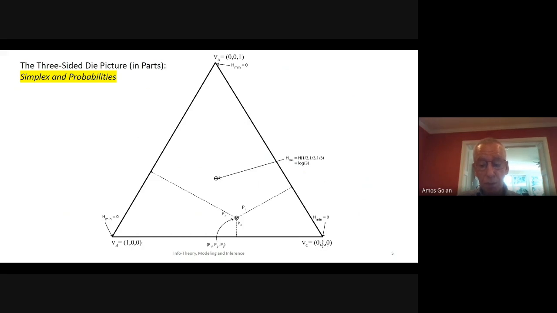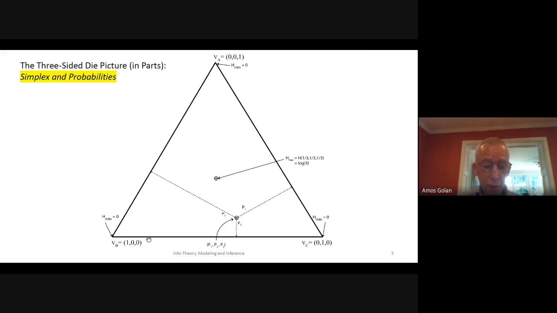So the second value is probability of 1 on 2, and this is probability of 1 on 3. This creates a simplex such that every point inside the simplex, or on the boundary, is a normalized probability distribution, meaning that on every point here, P1 plus P2 plus P3 equals exactly 1.